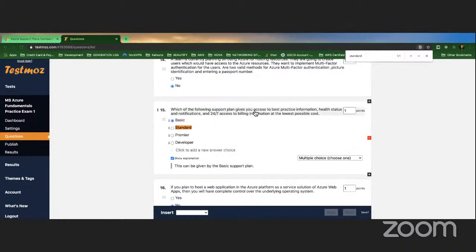Which of the following support plans gives you access to best practice information, health status and notifications, and 24/7 access to billing information at the lowest possible cost? Okay. All of them. I mean, this is something that is free for the four plans, right? Okay, but the lowest cost is obviously basic. It's a stupid question. I didn't create this exam. But maybe the answer is that way because the question is 24/7 access to billing information and not 24/7 technical support, right?